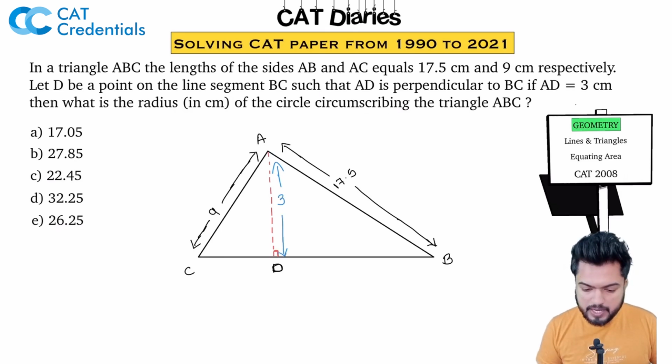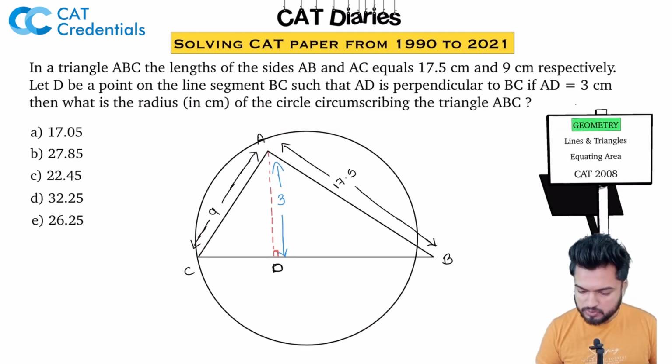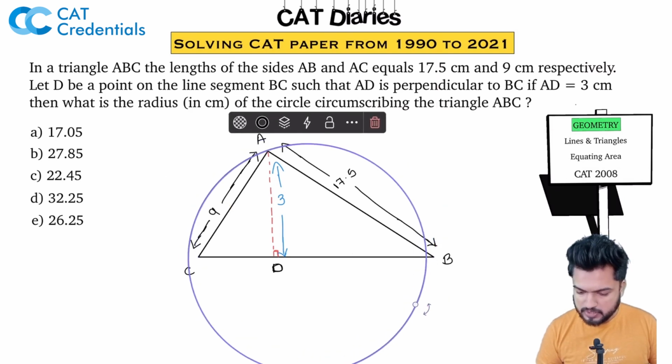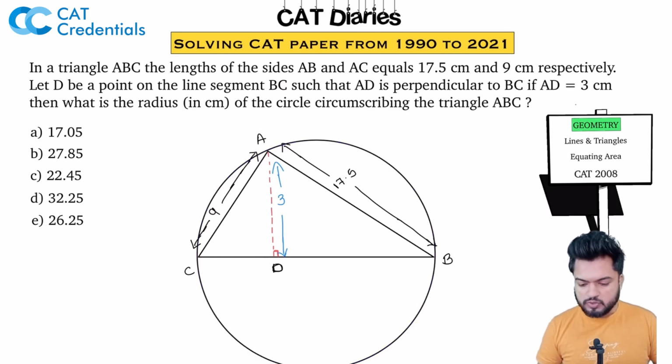Then what is the radius of the circle circumscribing the triangle ABC? Okay, just for your visualization, you don't have to draw all these things. You just have to use the formula and find the length. But so that you can visualize it better, let me just draw a circle. If I draw a circle like this, circumscribing this triangle, this circle has to touch all three vertices of the triangle. Then only you can say that it is circumscribing this triangle. So I'm being asked what is the radius of this circle?